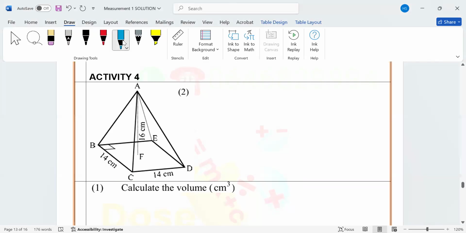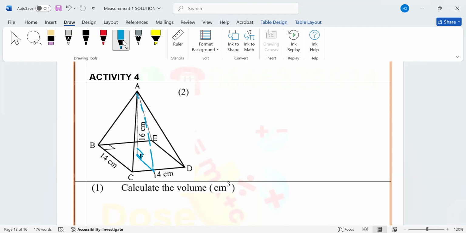What's missing here? They didn't say anything about the height of the triangle. So we're going to make a 90-degree angle here, and then we're going to talk about this thing here. And then here there's a 90-degree angle. Then number one, they say we should calculate the volume.